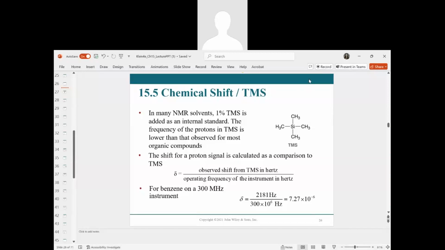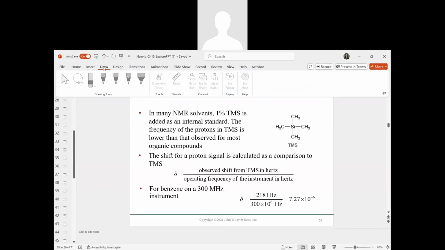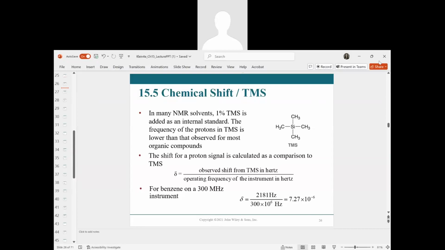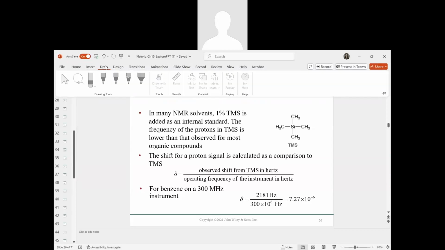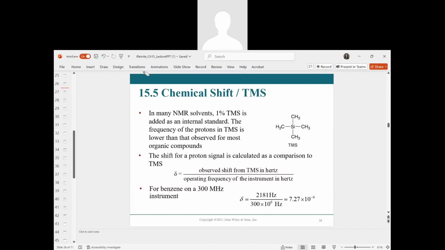In section 15.5, we're going to take a look at the next characteristic of our signals that are produced with NMR spectroscopy, this characteristic of chemical shift. And when we look at our chemical shift, as it's referred to, we need a reference point or a zero marker. So this standard of TMS, or tetramethylsilane, is commonly used as our internal standard.